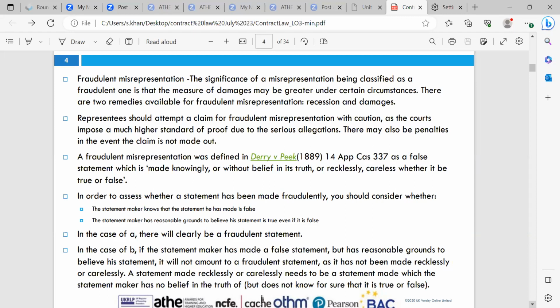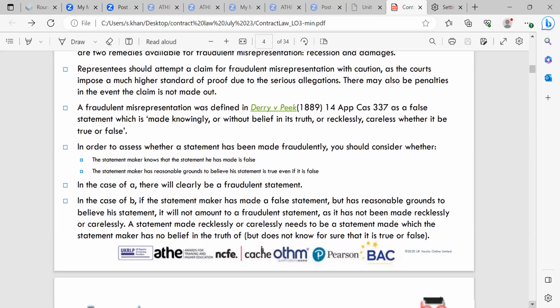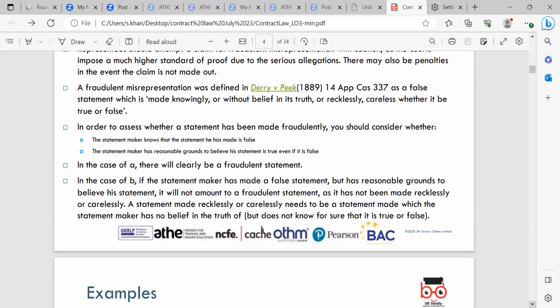In the case of A, there will clearly be a fraudulent statement. In the case of B, the statement maker has made a false statement, but has reasonable grounds to believe his statement, so it will not amount to a fraudulent statement, as it has not been made recklessly or carelessly. A statement made recklessly or carelessly is a statement where the statement maker has no belief in the truth, but does not know for sure that it is true or false.